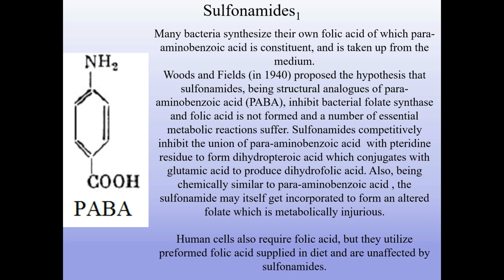Sulfonamides competitively inhibit the union of para-aminobenzoic acid with pteridine residue to form dihydropteroic acid, which conjugates with glutamic acid to produce dihydrofolic acid. Also, being chemically similar to para-aminobenzoic acid, the sulfonamide may itself get incorporated to form an altered folate, which is metabolically injurious. Human cells also require folic acid, but they utilize preformed folic acid supplied in diet and are unaffected by sulfonamides.